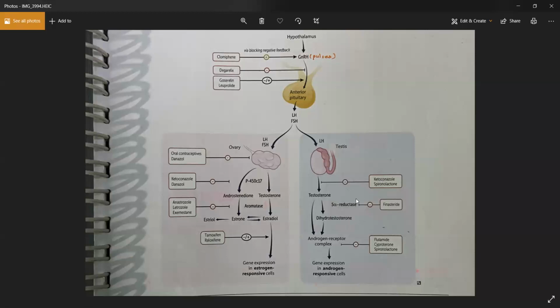You have the 5-alpha reductase inhibitors, that is finasteride. You have the receptor blockers. These are flutamide, cyproterone, and spironolactone. I told you spironolactone works as both a synthesis inhibitor as well as a receptor inhibitor, right? So this is the overview of all the drugs you're going to study later.